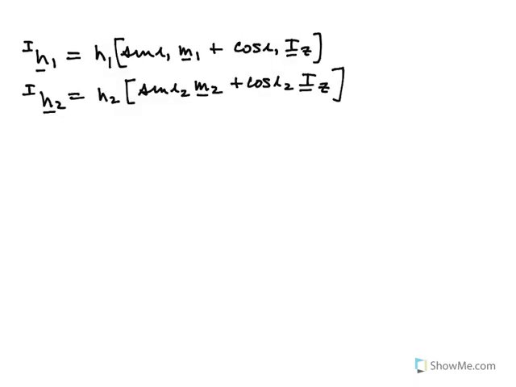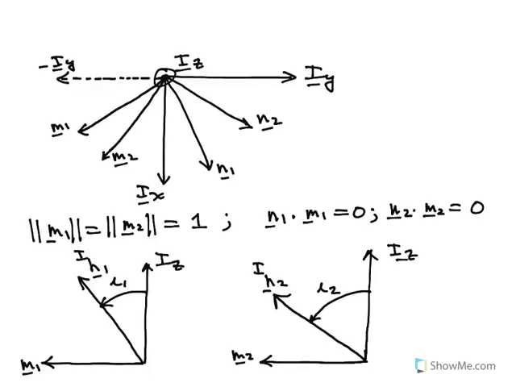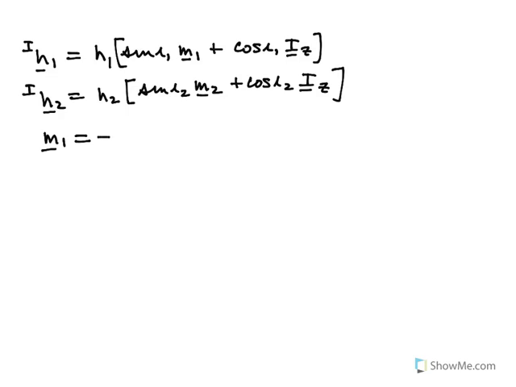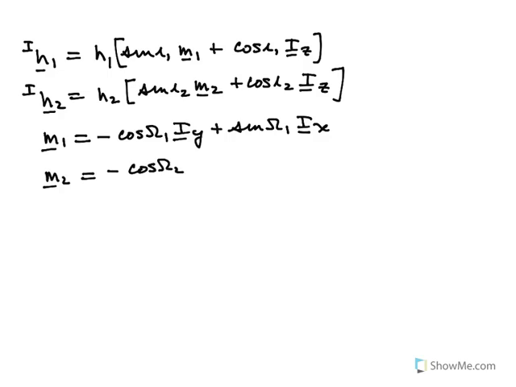But we know from the diagram, if we go back over here and we look at the diagram, we see that M1 is equal to, well, let's put angles here. So this angle is omega 1, and this angle here is omega 2. Similarly, this angle is omega 1, and that angle is omega 2. So what I've got is the cosine of omega 1 times minus Iy plus the sine of omega 1 times Ix. So M1 is equal to minus the cosine of omega 1 times Iy plus the sine of omega 1 times Ix. And similarly, M2 is equal to minus the cosine of omega 2 times Iy plus the sine of omega 2 times Ix.